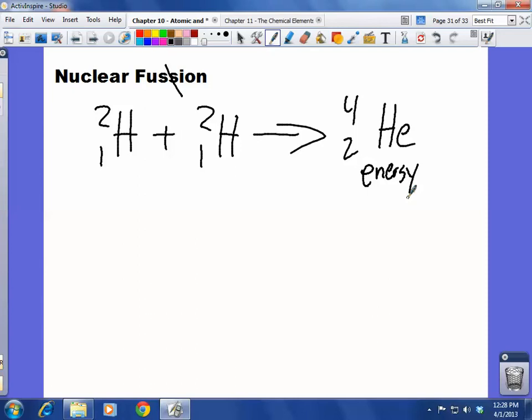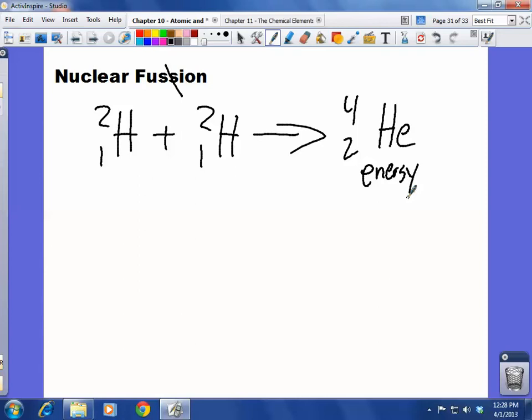Why is this difficult? If I had these 2 hydrogen atoms, each with 1 proton, 1 neutron, 1 electron, and tried to shove them together, what's going to oppose that? Yeah, the electromagnetic force. Those protons don't want to be next to each other. Those electrons don't want to be next to each other. So I really have to shove them together. Now, once they do come together, they release energy, but it requires a lot of energy to get this started.